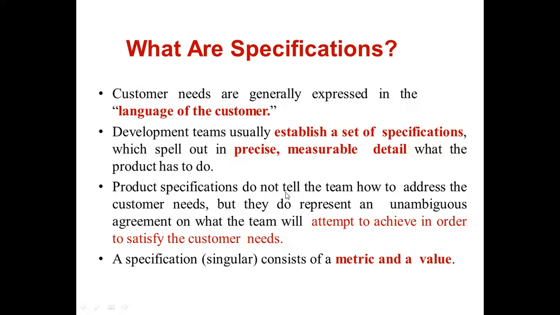The product specifications do not tell the team how to address the customer needs, but they do represent an unambiguous agreement on what the team will attempt to achieve in order to satisfy the customer needs. A specification, singular, consists of a metric and a value.